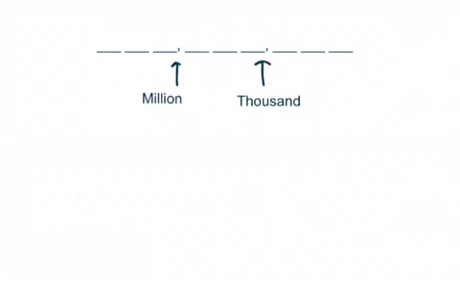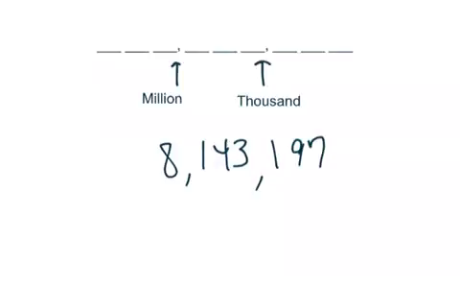So 8,143,197. Okay, so there's the number we're talking about. If you take a look at the graph that I already have on this page for you, you can see that I broke it down into little periods we talked about during the first math lesson.